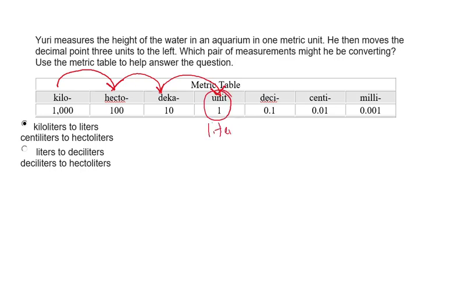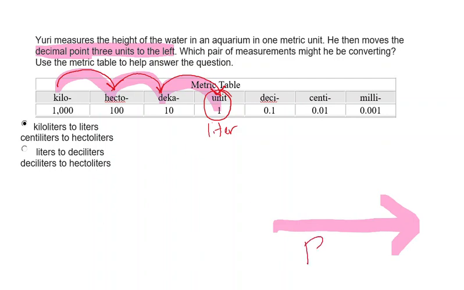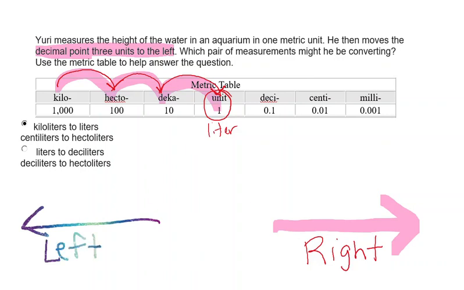That would be liter, or if you were doing meters, you could be measuring meters. But this one is talking about volume, so we're measuring liters. So is that 3 units to the left? Here he moved the decimal point 3 units to the left. No, if we started with kilometers and went to liters, then we're going to the right. So you need to make sure you know your direction here. Anything going that way is to the right. And if we were moving this direction, that is to the left.